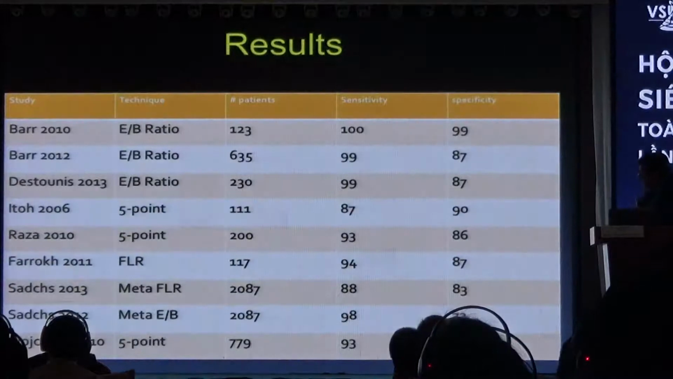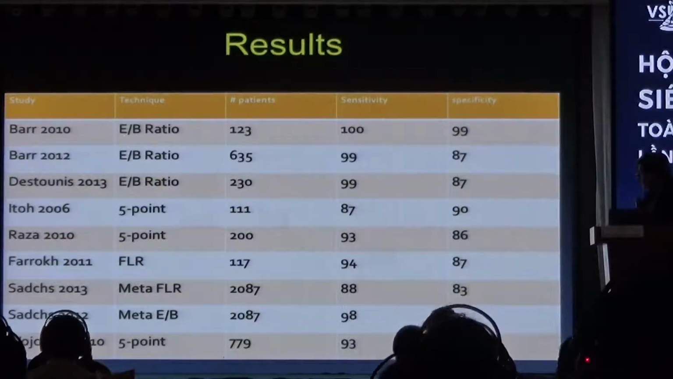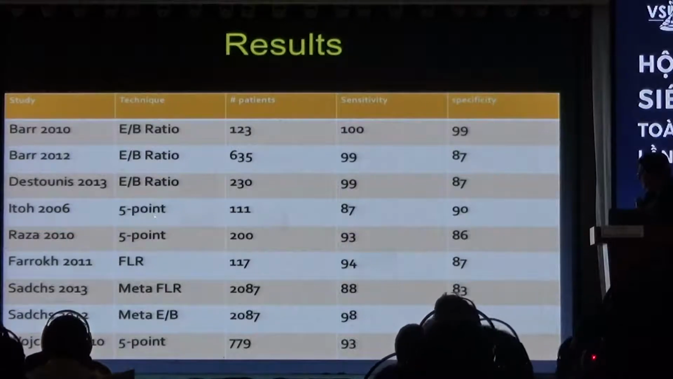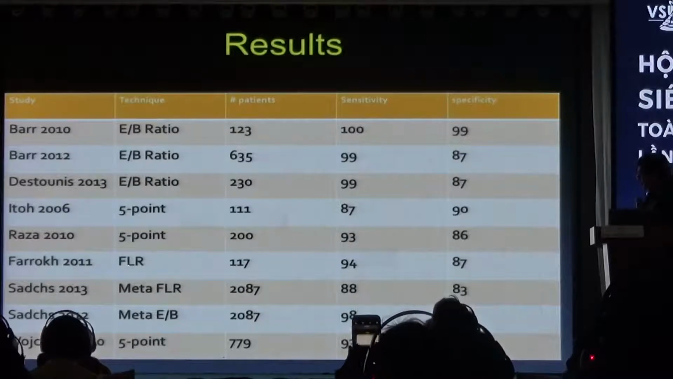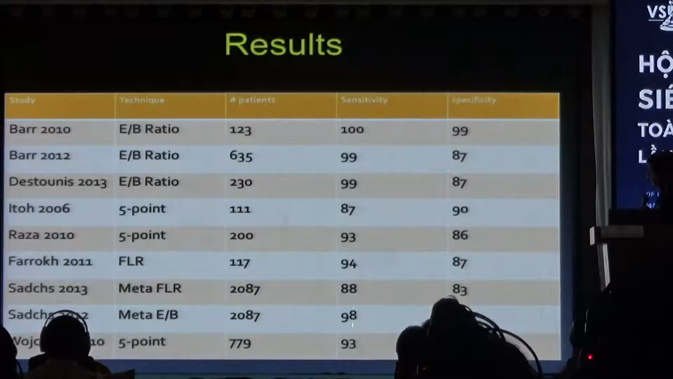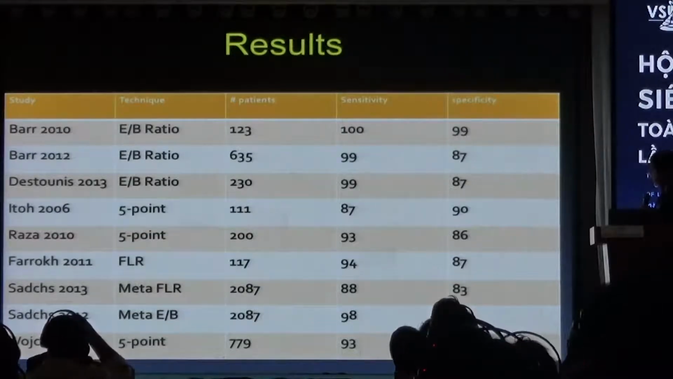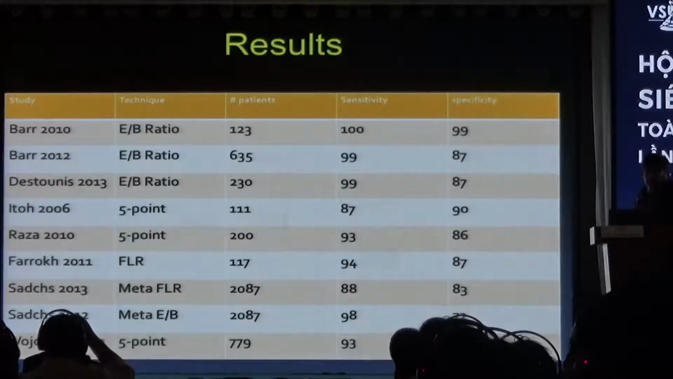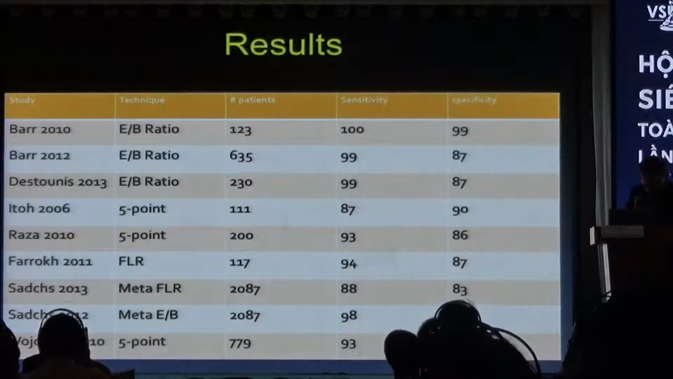These are the results of a bunch of different studies. And you can see that some use the E to B ratio, some use the 5-point scale, some use the fat to lesion ratio or strain ratio. And you can see that even with the different methods, we get fairly good sensitivity, usually above 90%, and a specificity that's in the high 80s or 90%. So all these techniques work.